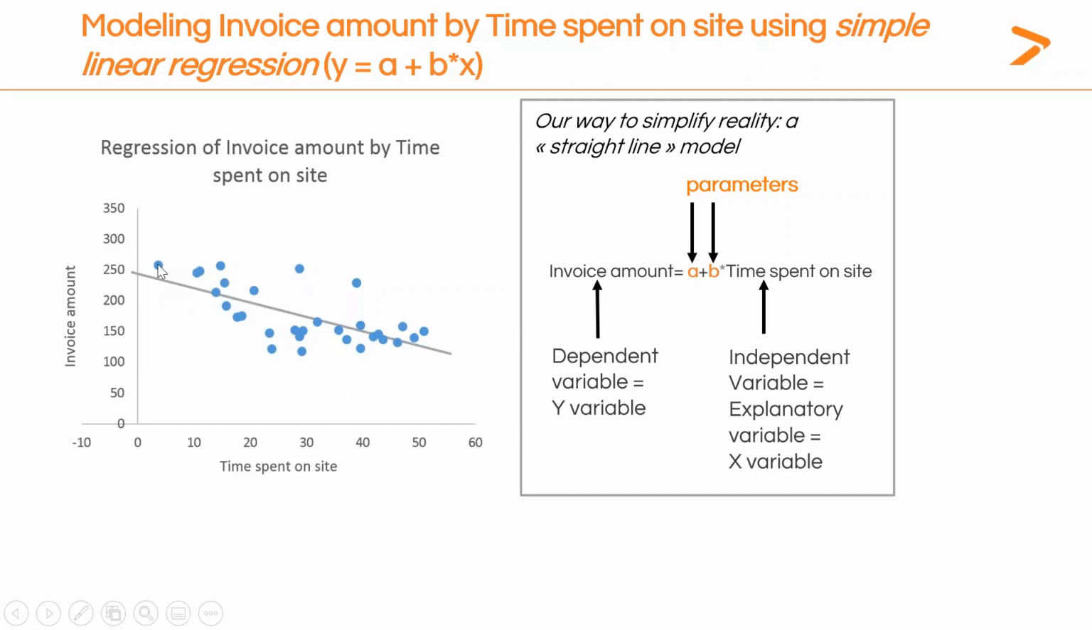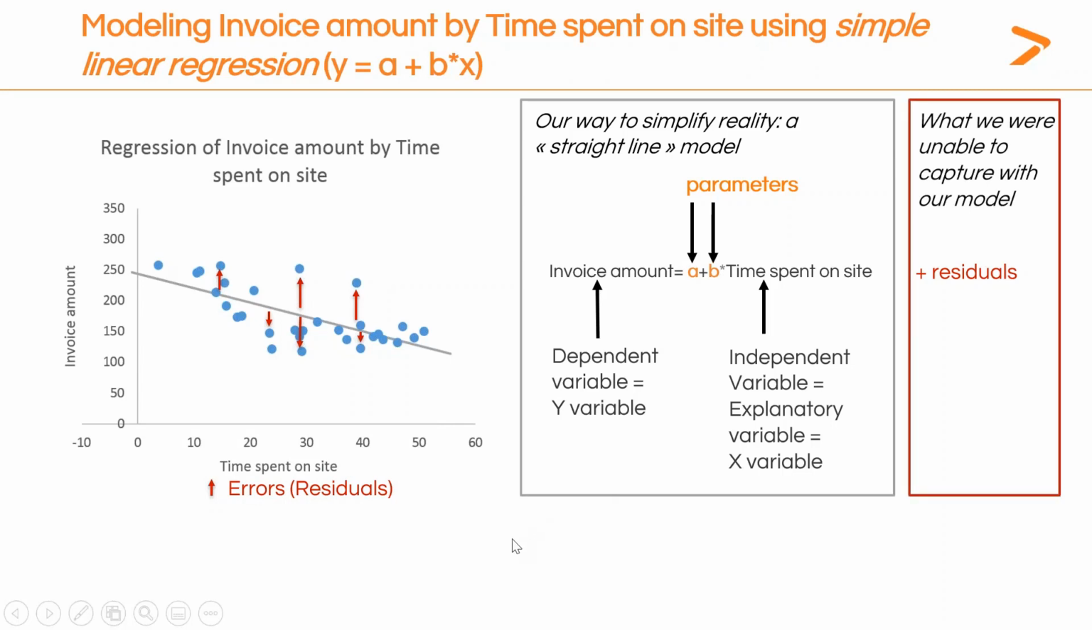Here you see that there's a part of reality that wasn't captured by the model. The model doesn't really pass through all the points. And this part of reality that we represent by all the differences between the points and the model, we call the residuals or the errors. This is the part of reality our model was unable to capture.